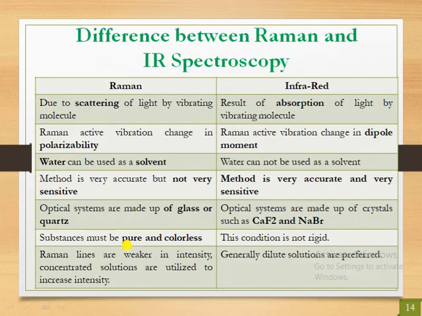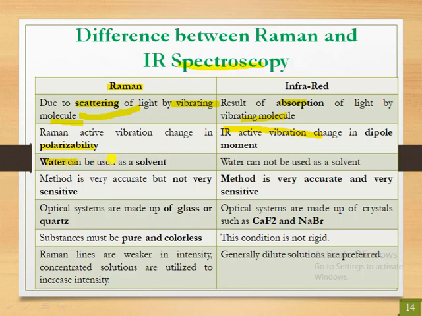Now it is clear, as we have seen in the lecture, we will see what the major differences are. So in Raman, due to scattering of light by a vibrating molecule, we are getting the spectra. Here in IR, it is the result of absorption of light by a vibrating molecule. So here there is a difference in principle. Then Raman active vibration involves a change in polarizability, and IR active vibration involves a change in dipole moment.